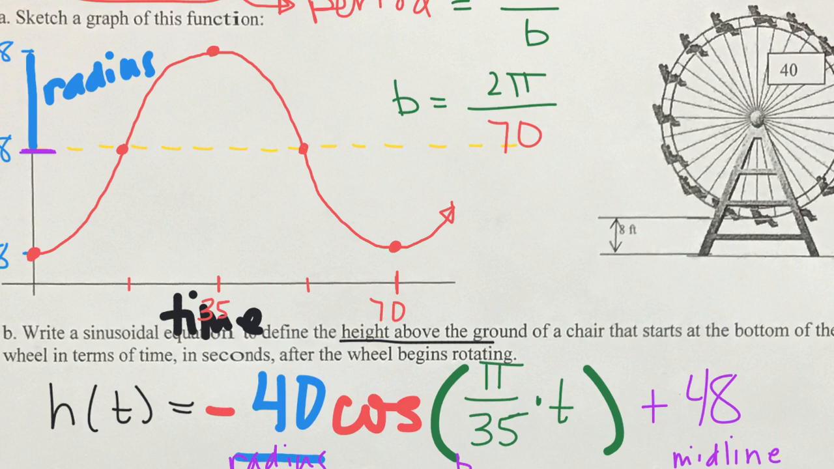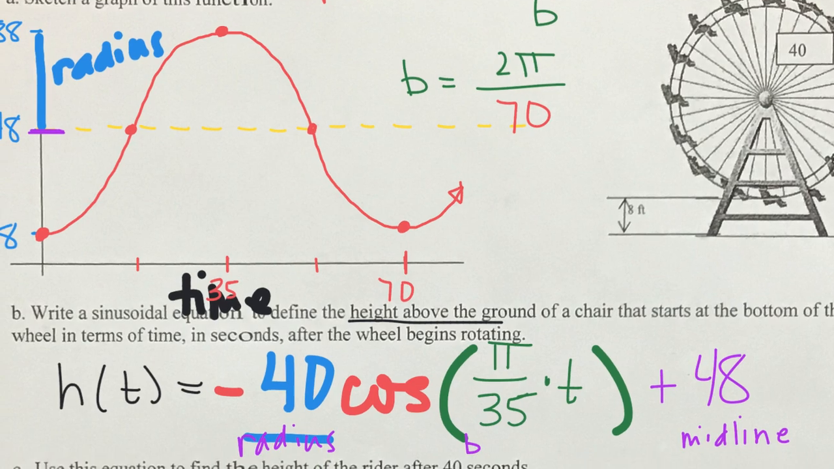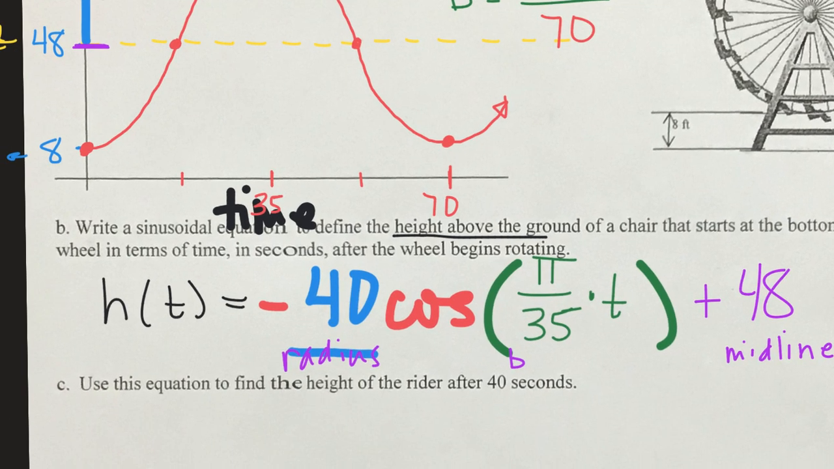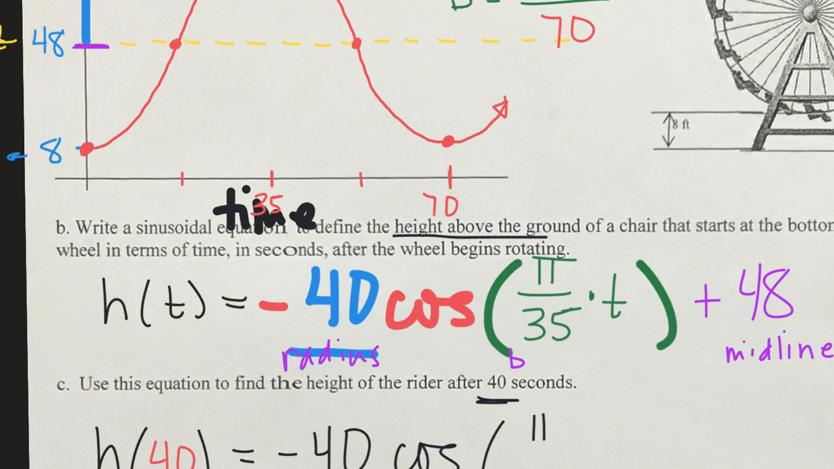So if you have that done correctly, the next problem is pretty easy. Use this equation to find the height of the rider after 40 seconds. So we're trying to find the height of the rider after 40 seconds. This is a calculator problem. You just stick all this into your calculator, replacing t with 40. So 40 seconds.